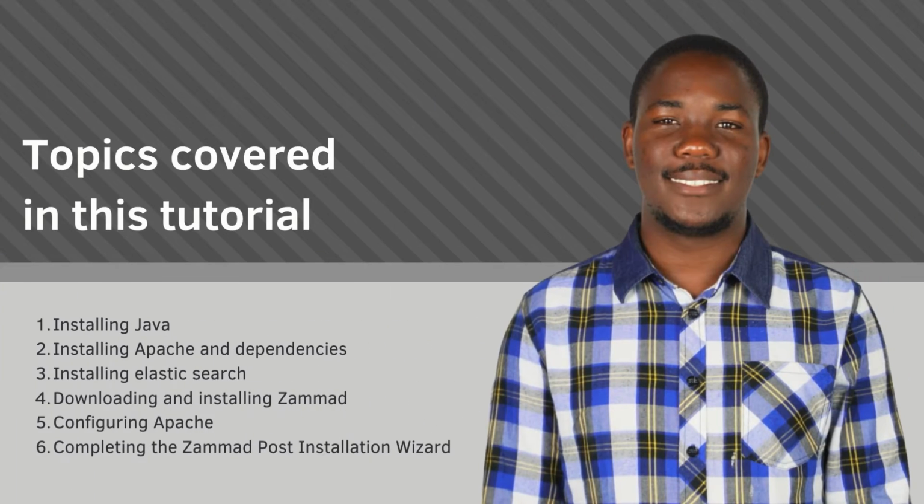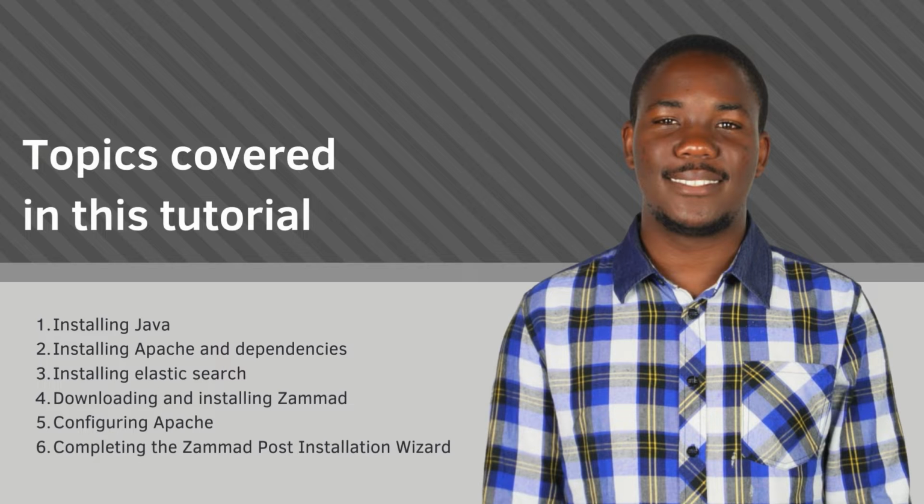So first, I'm going to show you how to install Java. Second, I'll show you how to install Apache and needed dependencies. I'll then show you how to install Elasticsearch. Then I'll show you how to download and install Zammad. And finally, I'll show you how to configure Apache and complete the Zammad post-installation wizard.